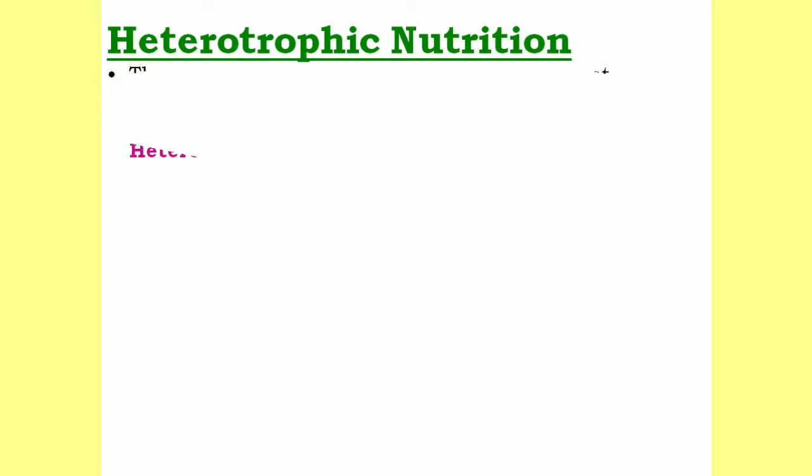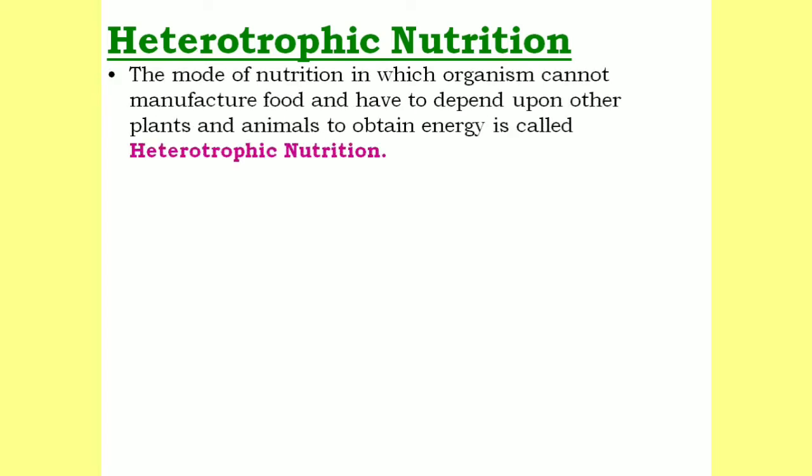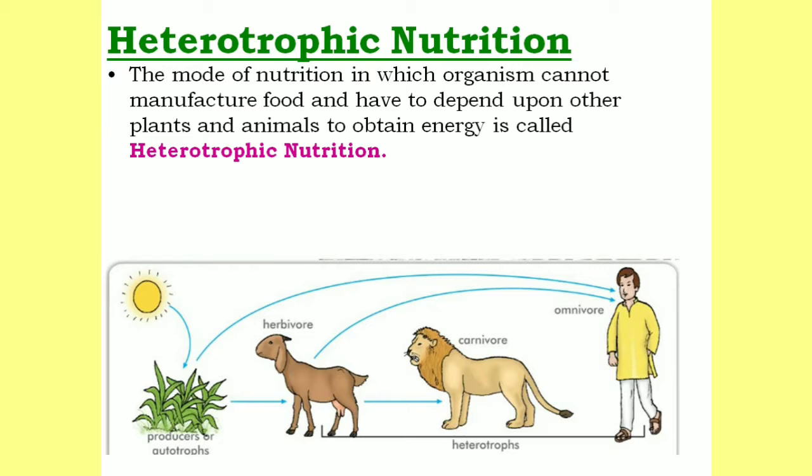Heterotrophic nutrition. The mode of nutrition in which organisms cannot manufacture food and have to depend upon other plants and animals to obtain energy is called heterotrophic nutrition. Animals can be categorized into three main categories based on their eating habits. We have herbivores, carnivores, and omnivores.